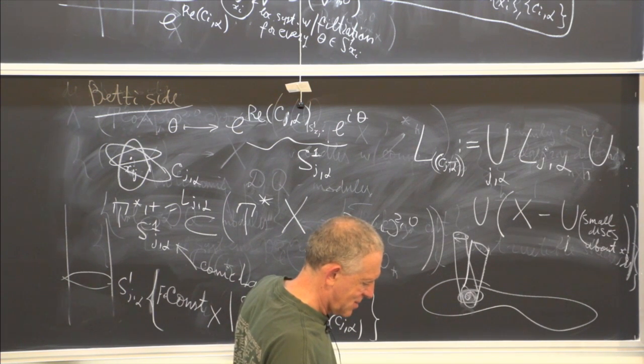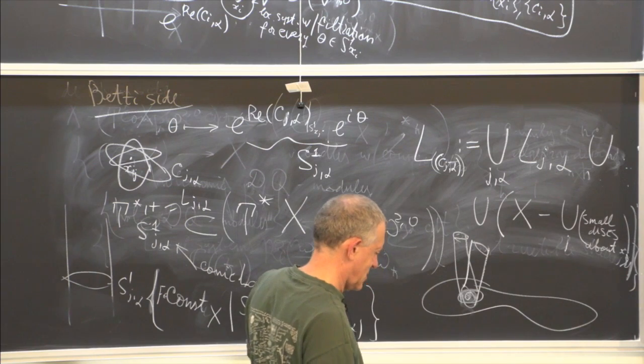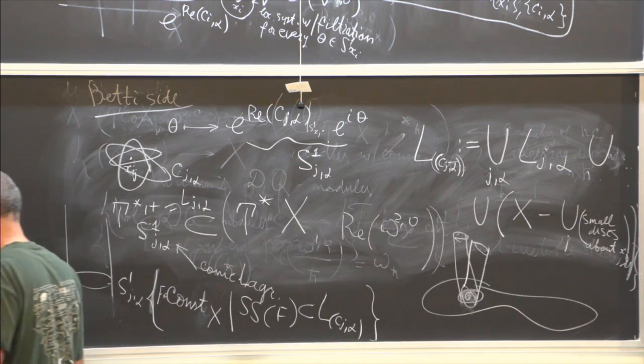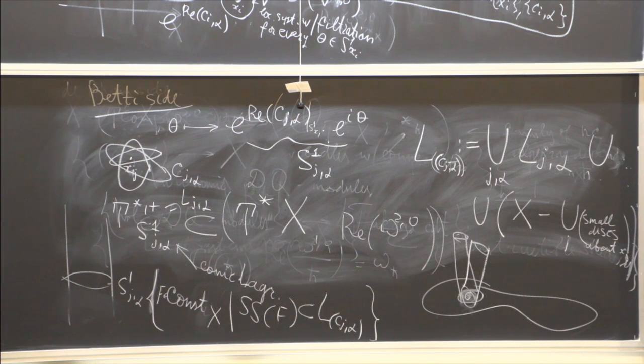It's a good question. It's not visible at the finite distance. It's visible at infinity. You should look at the contact boundary at infinity.